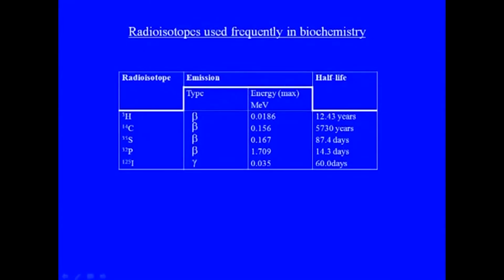Now, radioisotopes, if you can see this table, there are a whole lot of radioisotopes that could be used for this particular application, which are 3H, 14C, 35S, 32P and 125I, which mostly emit beta, and 125I gives gamma radiation. All right. So, now we have talked about the types of radioisotope particles being used here, mostly beta particles.